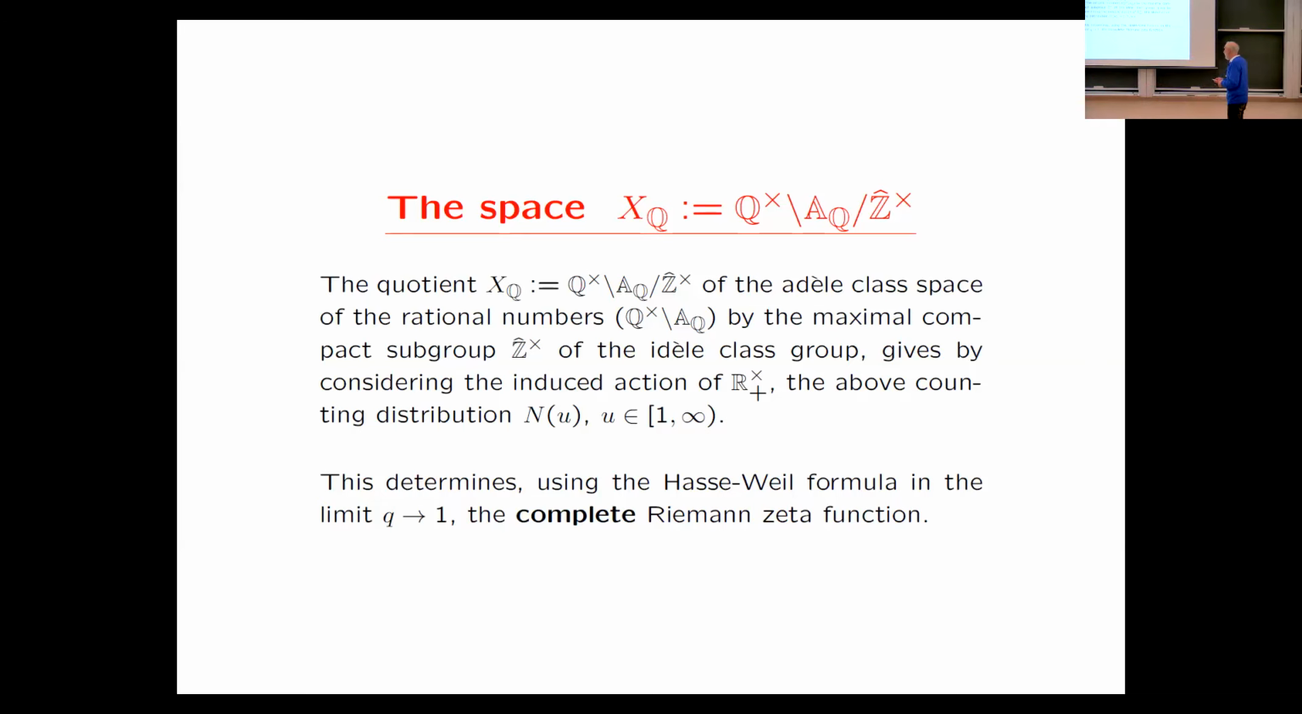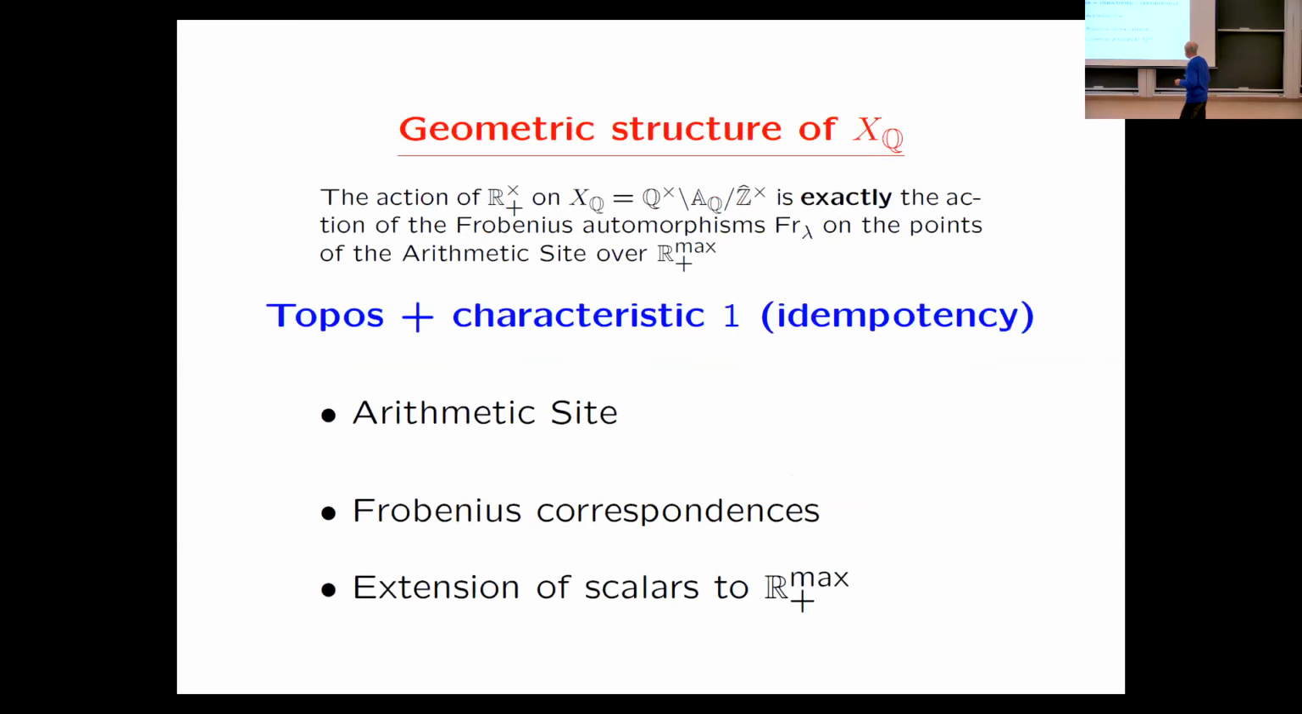which has a lot of properties. And then with Katia, we started trying to understand this space in algebraic geometric language. And what we found is that there is a way to do that. There is a geometric structure. And this geometric structure comes from putting together two different notions. You need the notion of topos, of Grothendieck topos, and you need the notion of characteristic 1, which I will explain. And in doing it this way, we obtain the arithmetic site, but we also obtain the Frobenius correspondences. And this is what I want to explain, in a kind of visual manner.